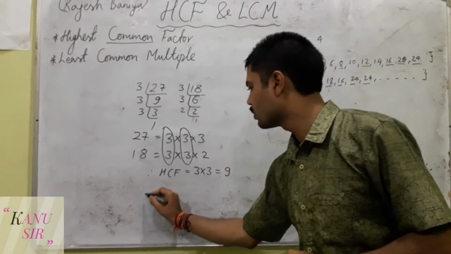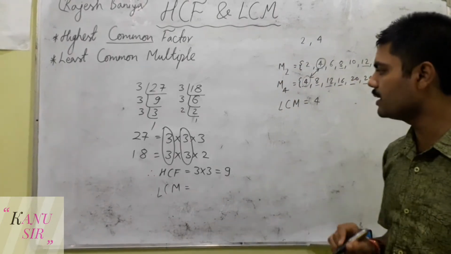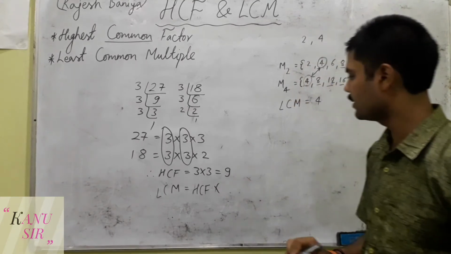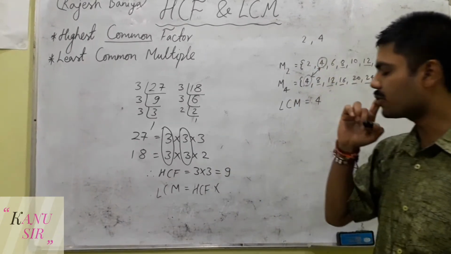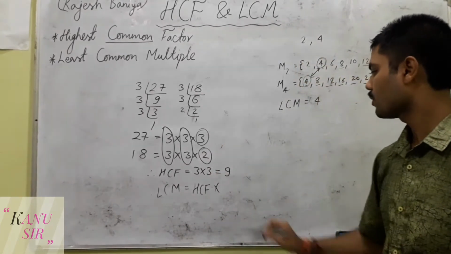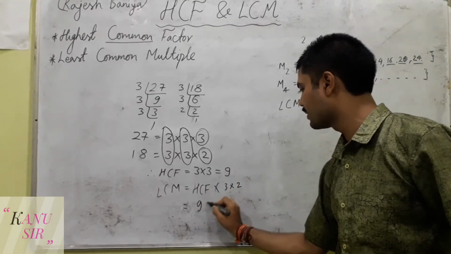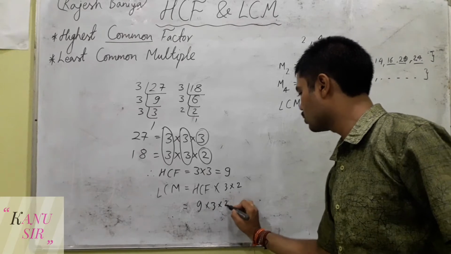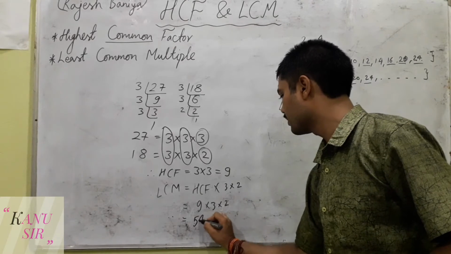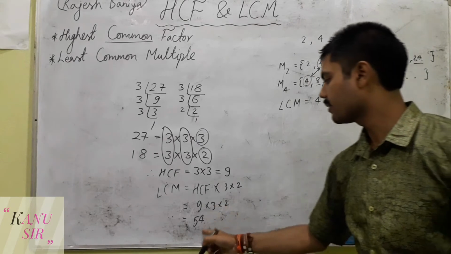Like if I say to you to find the LCM of these numbers, then very easily you will first say the value of HCF and then the remaining numbers which are not common here. So 3 is not common, 2 is not common, so 3 into 2. What is the HCF taken out? That is 9, and 3 and 2. So finally 9 times 3 is 27, times 2 is 54. So the LCM of 27 and 18 is 54.